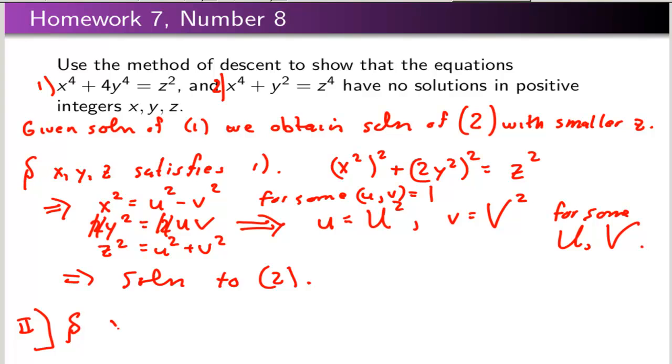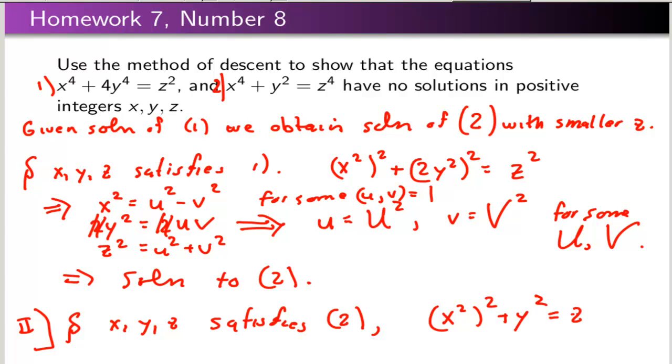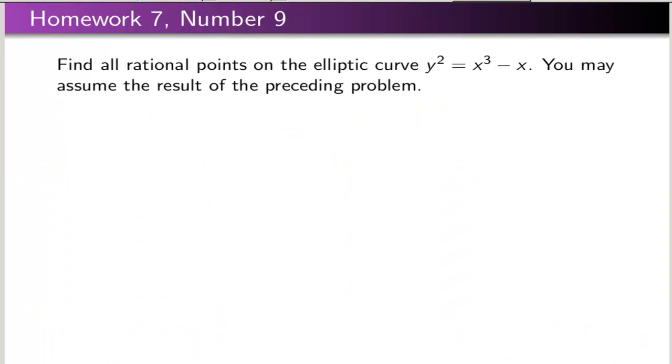So you say suppose x, y, z satisfies 2. Well, this time we have, once again, a Pythagorean triple. And so x squared is this, y is 2uv, and z squared is u squared plus v squared. And so you should be able to proceed to obtain a solution of 1. And that will do the trick. Okay, now this problem really depends on that previous problem.